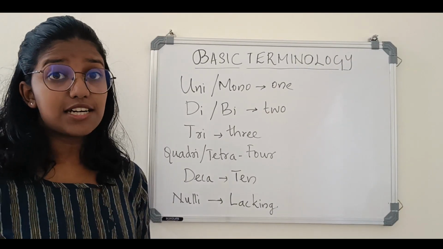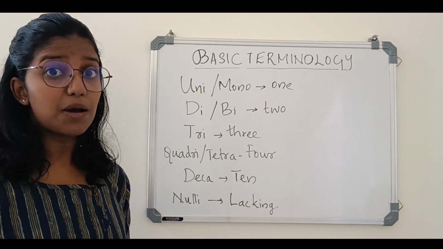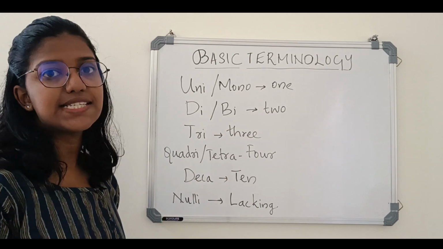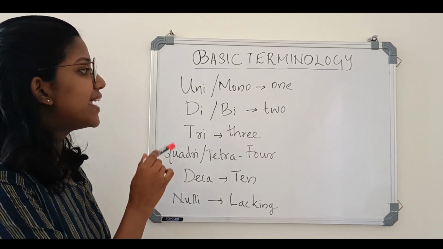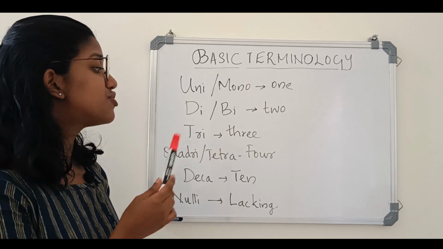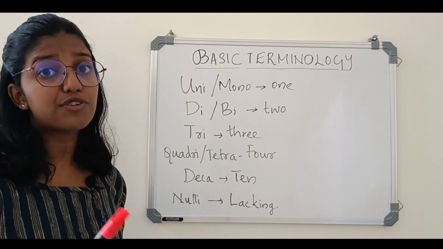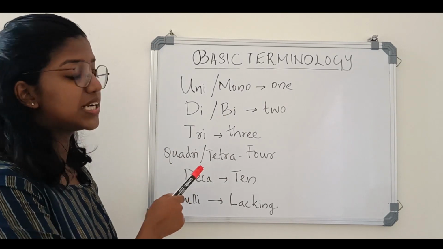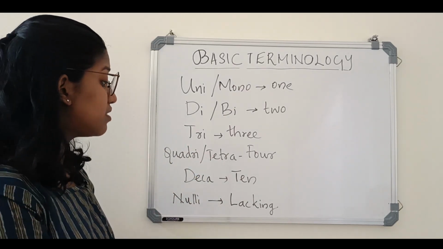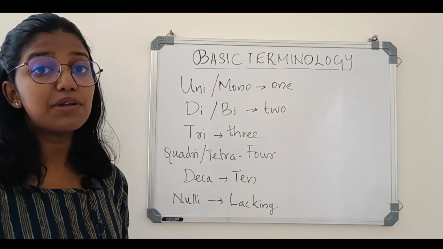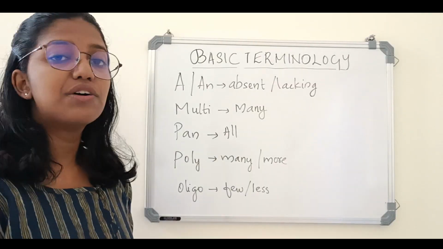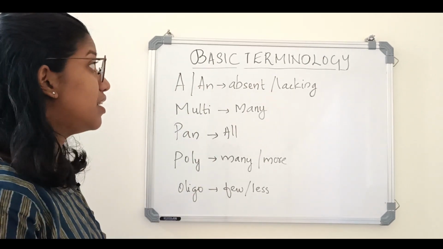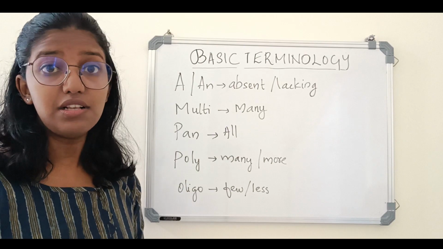There are certain terms which we use on the basis of numbers, like uni or mono, which means one. You could say like unicellular or monocyte. Di or bi, which means two. Tri means three. We heard about trisomy, right? Trisomy with three chromosomes. And quadri or tetra, four. Deca means ten. Nulli means lacking, as an example, nulliparous. Have you ever thought why we use the term a or an as a prefix? A or an means absent or lacking.